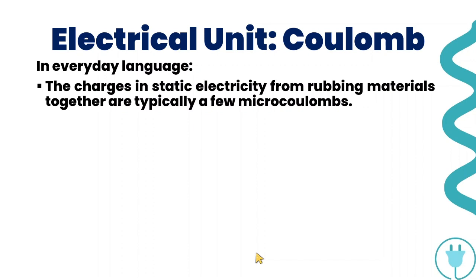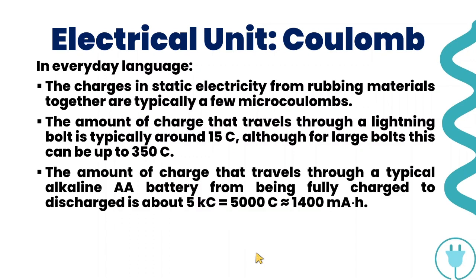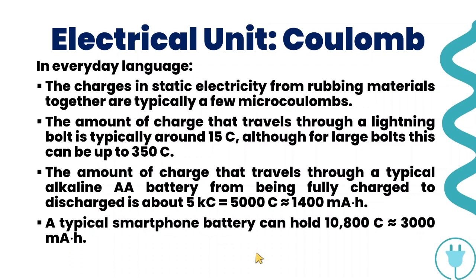The charges in static electricity from rubbing materials together are typically a few microcoulombs. The amount of charge that travels through a lightning bolt is typically around 15 coulombs, although for large bolts, this can be up to 350 coulombs. The amount of charge that travels through a typical alkaline AA battery from being fully charged to discharged is about 5 kilocoulombs, roughly equivalent to 1400 milliampere hours.